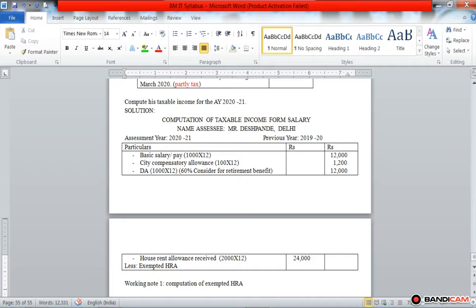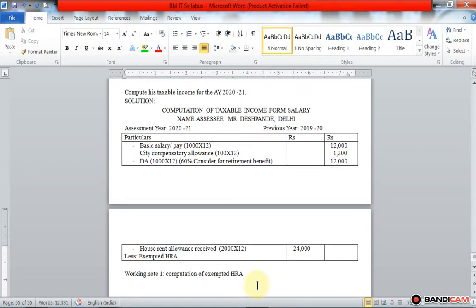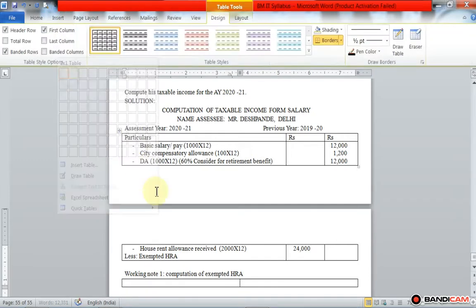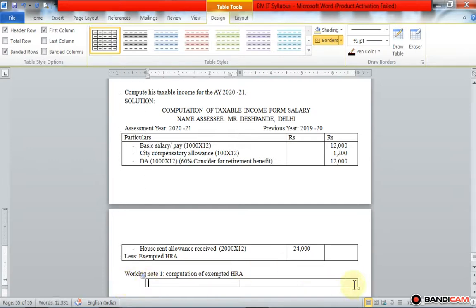of exempted HRA. First of all, we find out the salary for the purpose of computation of exempted HRA. So first of all, compute the salary. In a simple way, we compute the salary by preparing two columns, particulars and rupees.